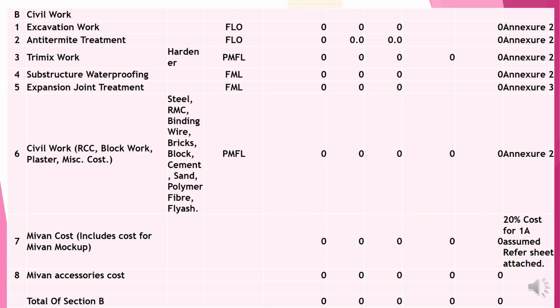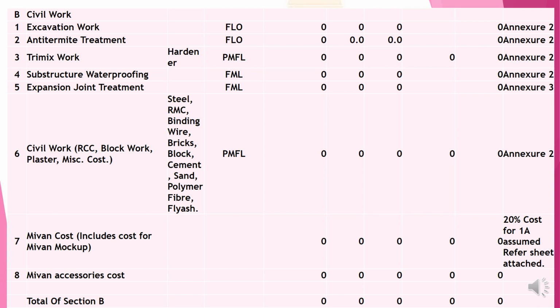Now let us talk about civil work. Excavation work, this is the item. Anti-termite treatment, what will be the cost? Tremix work, what is this? Structural waterproofing, expansion joint treatment, steel, RMC, binding wire, bricks, blocks, cement, sand, polymer fiber, fly ash. This comes under the civil works cost. So these are the items.